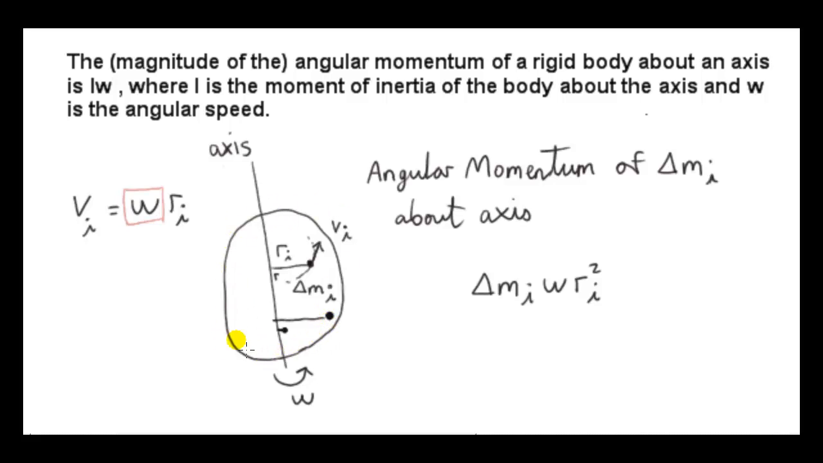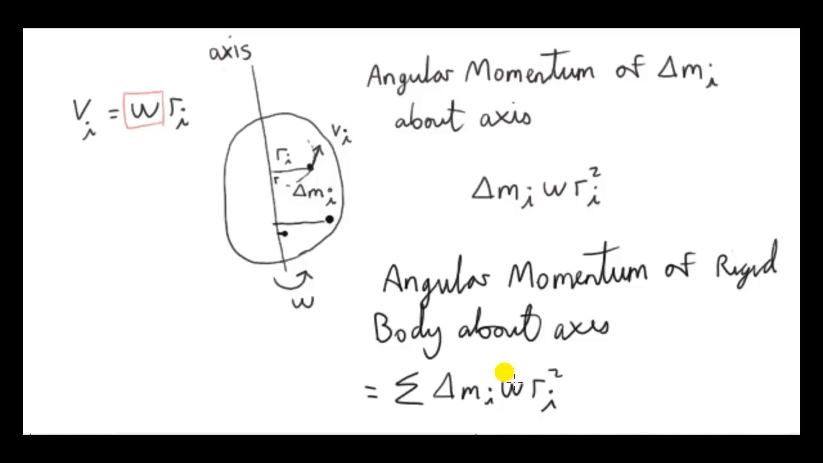So, to get the angular momentum of the entire rigid body, we sum the angular momenta of all the particles that make up the rigid body. I've put in the summation sign to indicate that we're summing all of these over i. So i ranges from 1 up to some extremely large number, the total number of particles that make up the body. We try to make delta m_i as small as possible. So we're summing over i. This omega is just a constant. It just appears in all these momenta terms, so we can take it outside the summation sign.